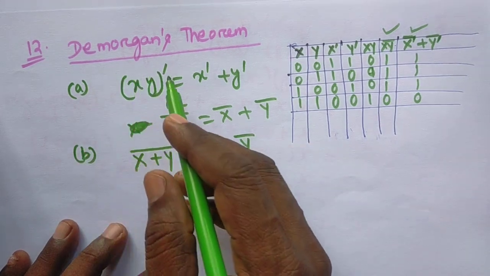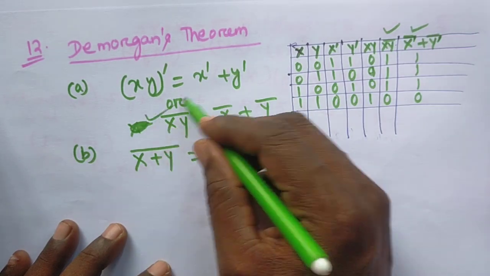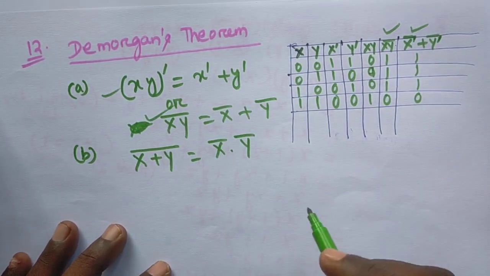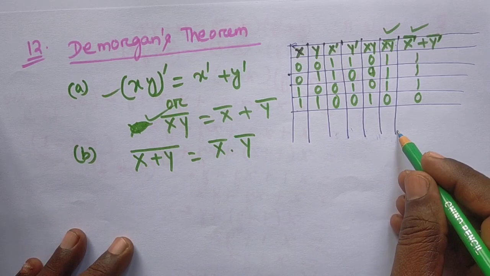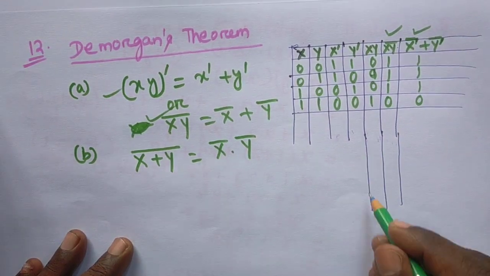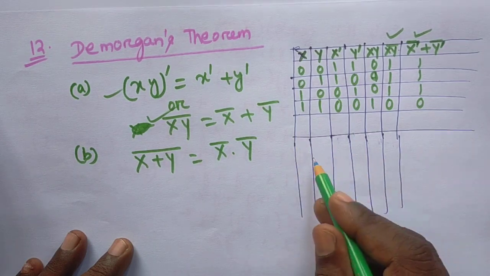That means the first theorem, De Morgan's theorem, is true. This part is true. Okay, this part is true. Next part we will see, in a very simple way. Same thing, we just draw. Again we just extend this particular table, then we can find out in a very simple way. We can also take it.